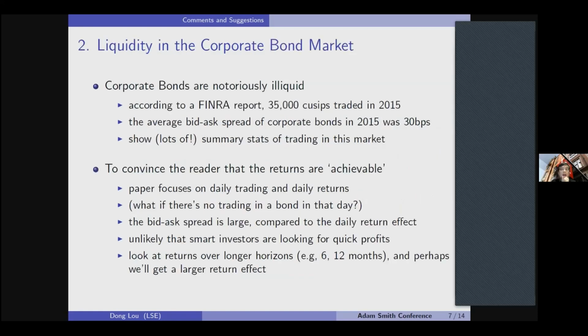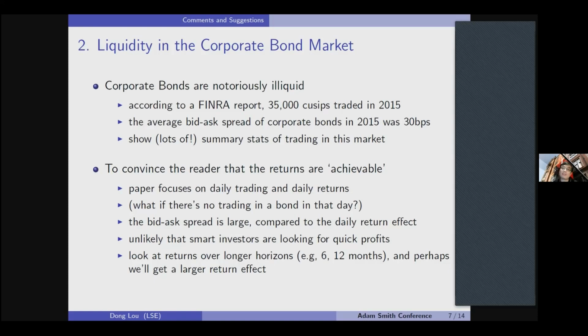All right, some comments on the empirics. So the first thing I want the authors to think more carefully about is the liquidity in the corporate bond market. Corporate bonds are notoriously illiquid, right? Now, I didn't collect the data myself. I just did a quick Google search online.